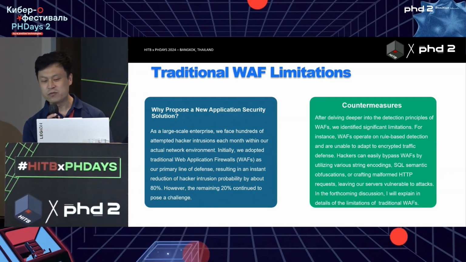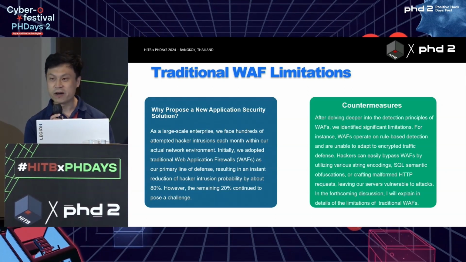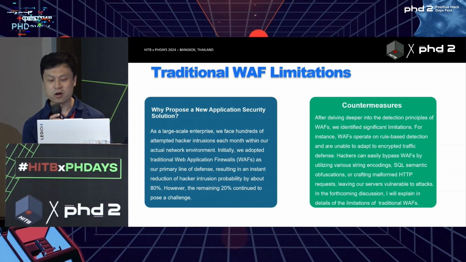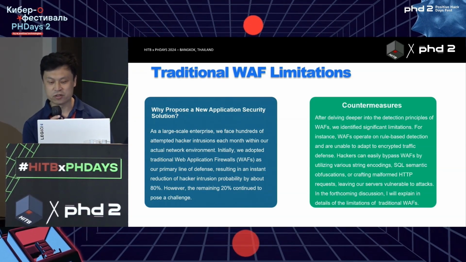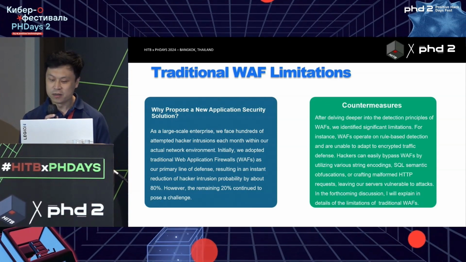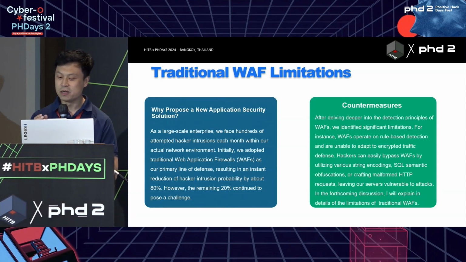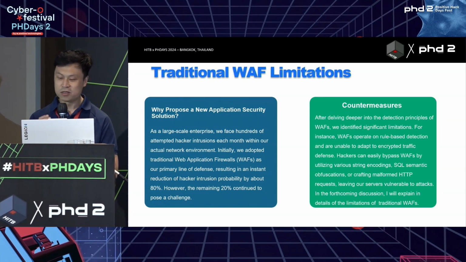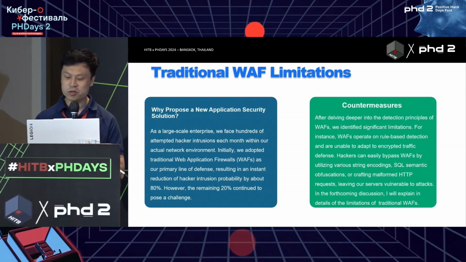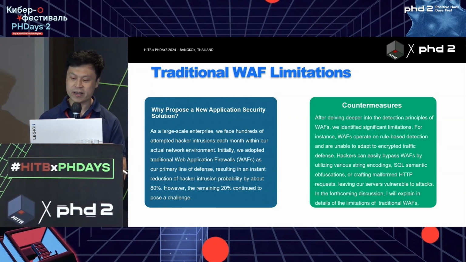After diving deeper into the detection principles of WAFs, we identified significant limitations. For instance, WAFs operate on rule-based detection and are unable to adapt to encrypted traffic. So hackers can easily bypass WAFs by utilizing various string encoding, so-called semantic obfuscation, or crafting malformed HTTP requests, which leaves our server vulnerable to attacks.